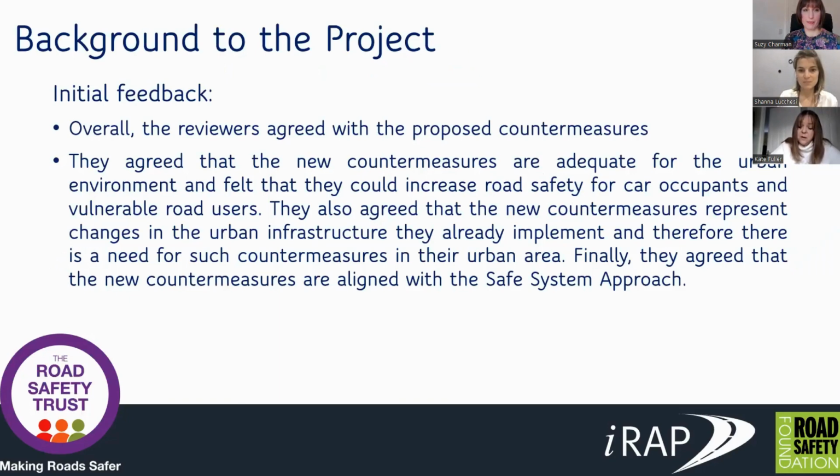So the initial feedback from the local authorities was good. They felt that the countermeasures generated on the stretch of roads in their area were adequate for the urban environment, and that they could increase road safety for car occupants and vulnerable road users. They also agreed that the new countermeasures represent changes in the urban infrastructure they already implement, and therefore there's a need for such countermeasures in their urban area. Finally, they agreed that the new countermeasures are aligned with a safe system approach.